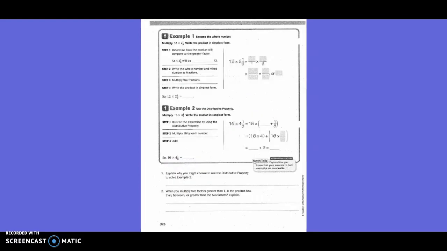Example 1, rename the whole number. Multiply 12 times 2 and 1/6. Write the product in simplest form. Step 1, determine how the product will compare to the greater factor. So 12 times 2 and 1/6 will be something of 12. So you're kind of canceling out your 12s, right, guys? We're looking at 2 and 1/6, and then we need to decide, is that going to be equal to, less than, or greater than? Greater than, because 2 and 1/6 is more than 1.